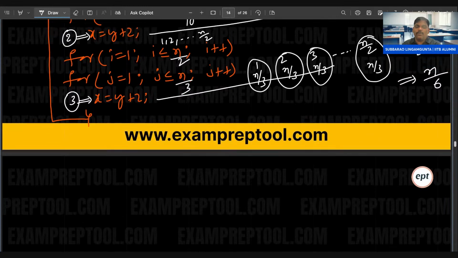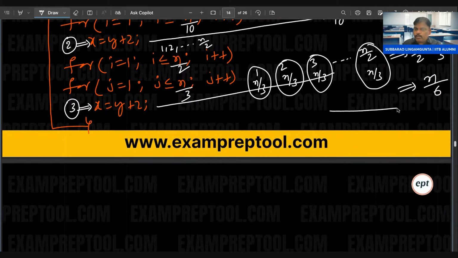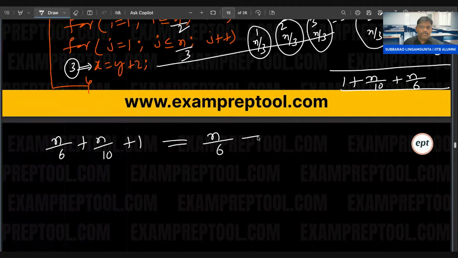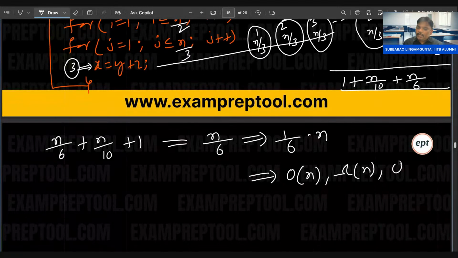Now let's find out the order of magnitude of the total program. I think if you observe, 1 plus n by 10 plus n by 6. That is the order of magnitude of the total program. Now if you observe n by 6 plus n by 10 plus 1, the bigger one is n by 6. So this can be written as 1 by 6 into n, which is nothing but big O of n, omega of n, theta of n.